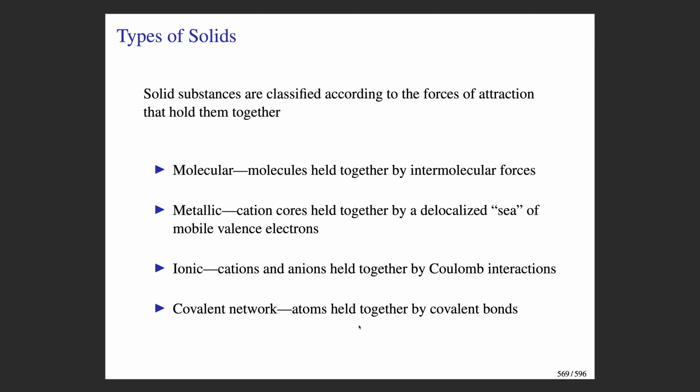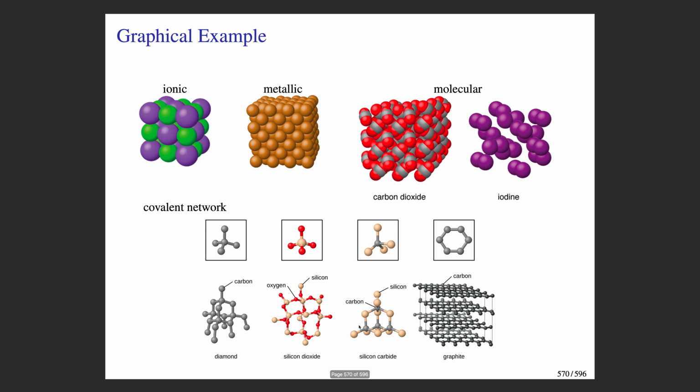Another type of solid is the ionic solid. This is where you have cations and anions that are held together by Coulombic interactions, so opposites attract. And then the last type of solid that we'll talk about is the covalent network solid, where all of the atoms that make up the solid are held together by covalent bonds. Okay, so we have molecular solids, metallic, ionic, and covalent network solids.